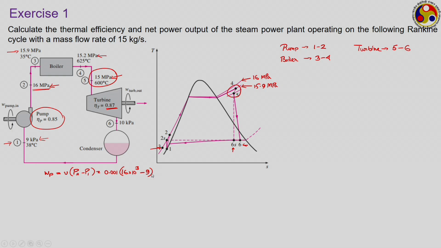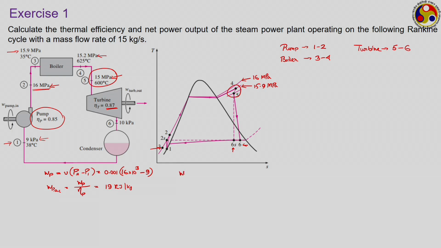So, this is the work that we should have provided to the pump had that been perfectly reversible, but because of the presence of irreversibilities, the pump work requirement in actual will be equal to this theoretical value divided by eta pump, which is 0.85, and if you put the numbers, this will be coming approximately 19 kilojoule per kg. So, this is the pump work requirement.